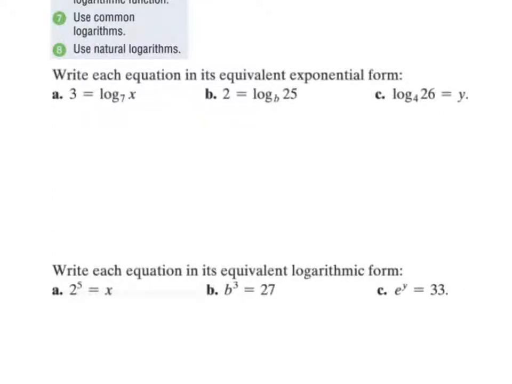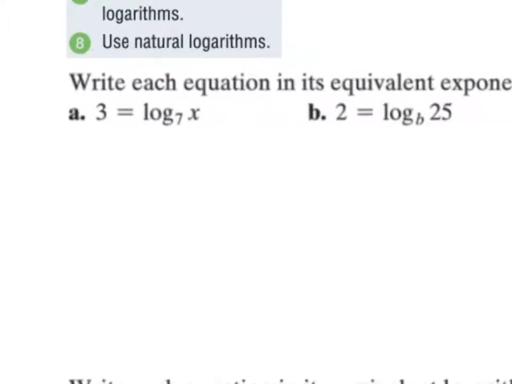Hello, and welcome back. This is a video of part two to go through these practice problems so that we can do these effectively. So let's go ahead and go through each of these.